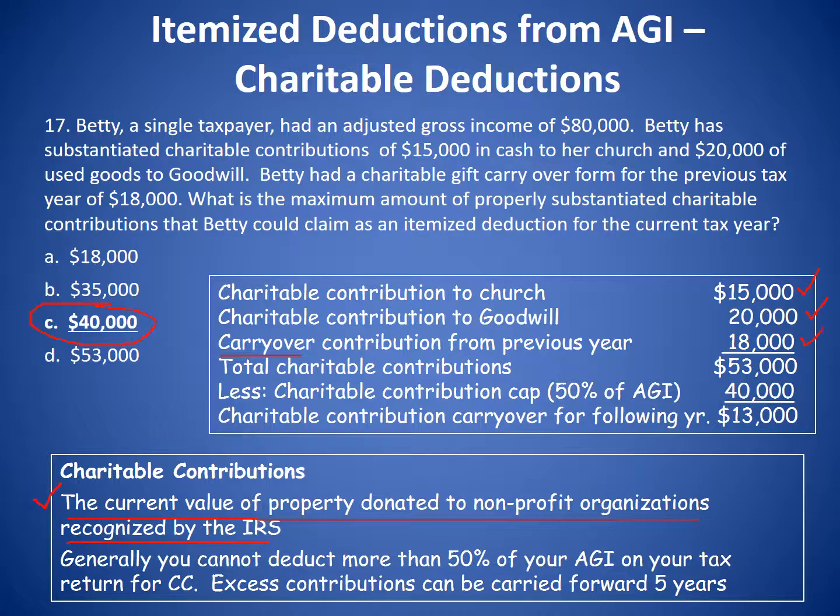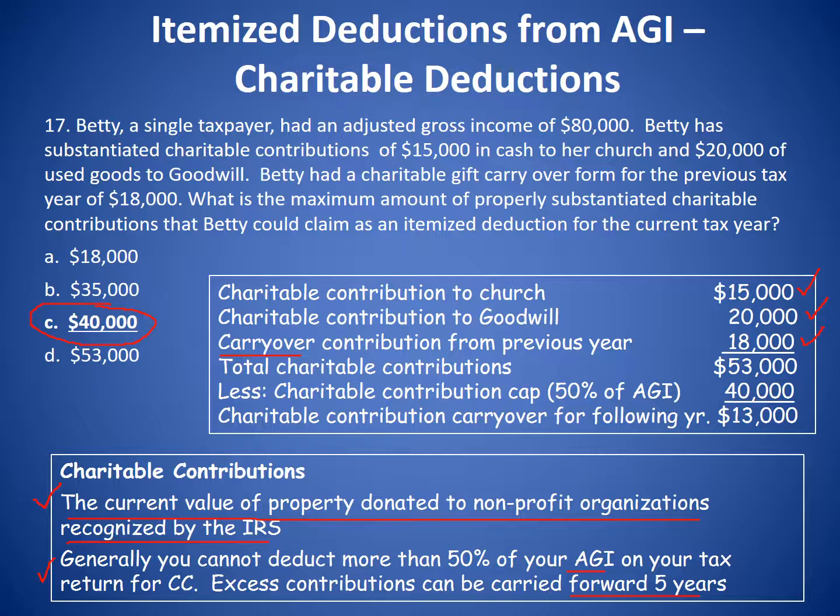$18,000. Now, before I go on, let's go down to the second box down here. And now we find out there is a limitation to the amount of charitable contributions that can be deducted in any year. And that says generally you cannot deduct more than 50% of your AGI on your tax return for charitable contributions. Any contributions in excess of that can be carried forward for 5 years.